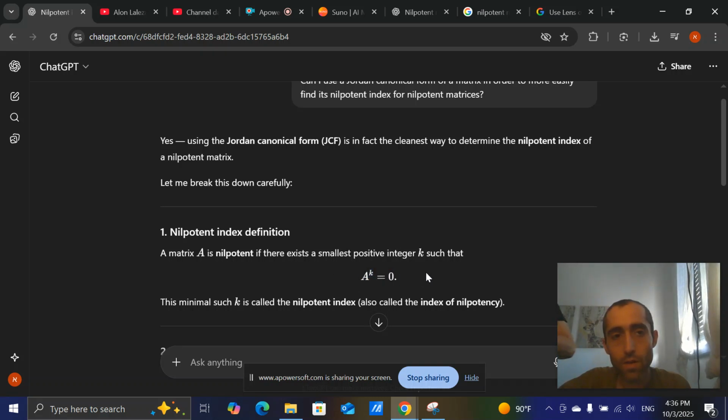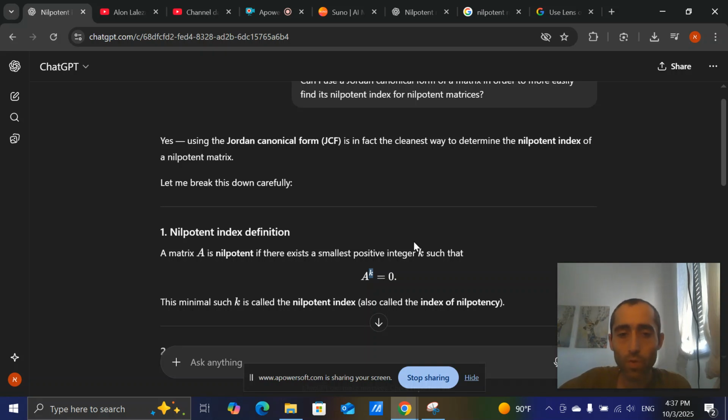Now, sometimes it's not the easiest thing to find the nilpotent index of a matrix, because for very difficult matrices, in order to find the nilpotent index, sometimes you need to multiply the matrix by itself again and again until you get to a certain power by which the matrix becomes 0. It's not the easiest thing all the time. So what is the nilpotent index?